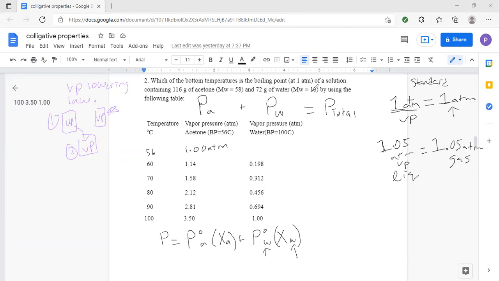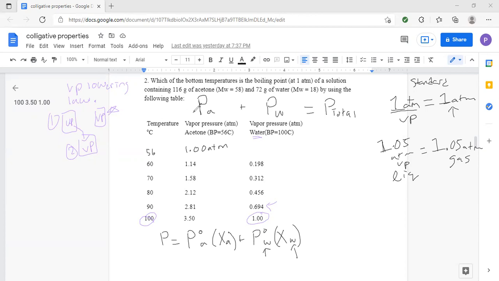So let's look at the chart now. And well, let's talk about what this means first. Or let's look at the chart and talk about what this means. So as you can see, for water here, if we look at 100 degrees Celsius, we have 1 atm, and that's why water boils at 100 degrees Celsius, because it's finally reached 1 atm. Here at 90 degrees Celsius, it's 0.694, so it's not boiled here.